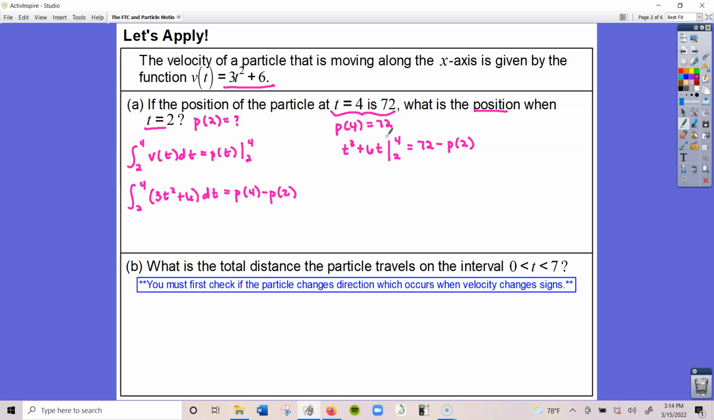On this side, we're going to actually get what that number is equal to. So I'm going to plug in the 4. So 4 to the third is 64, plus 6 times 4, which is 24, minus, now I'm going to plug in the 2. 2 to the third is 8, plus 2 times 6 is 12. And that equals 72 minus p of 2. 64 plus 24 is 88, minus 8 plus 12, which is 20.